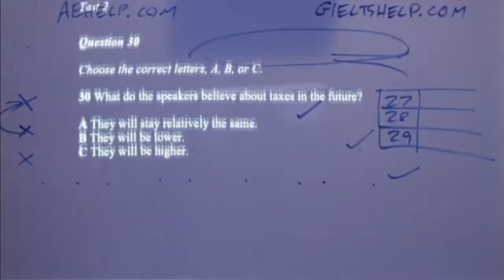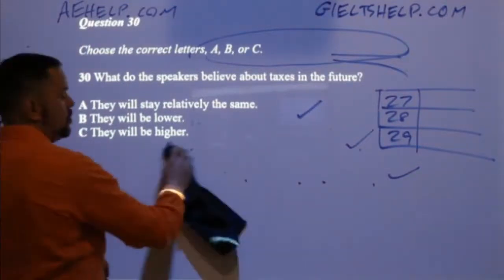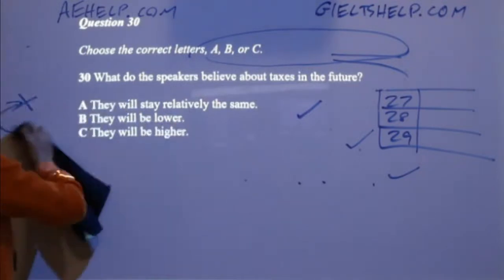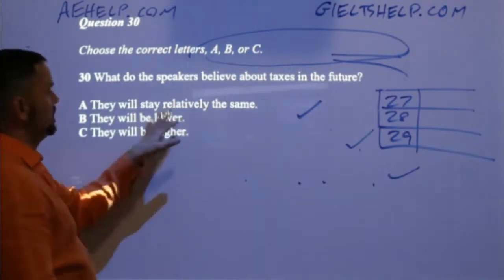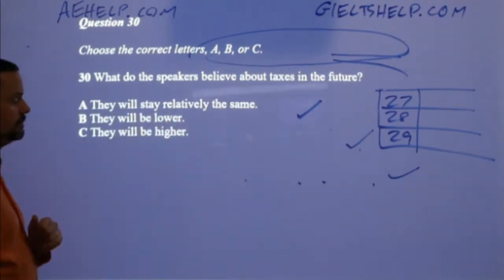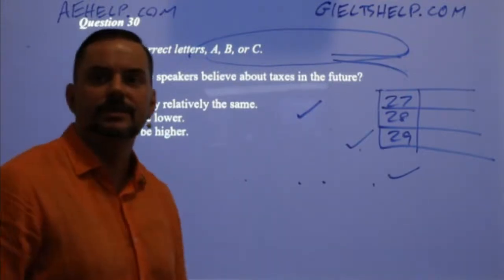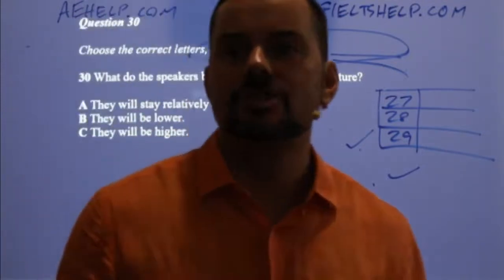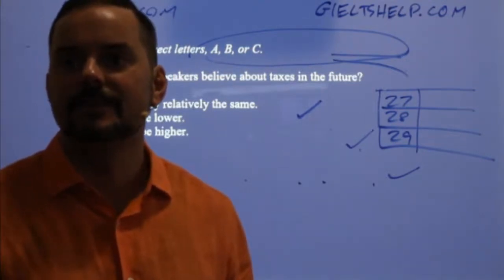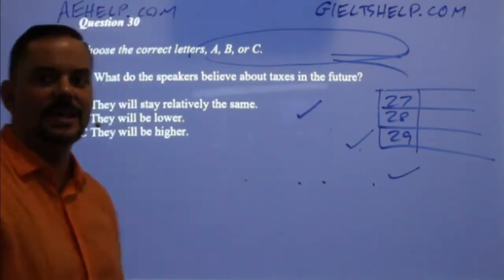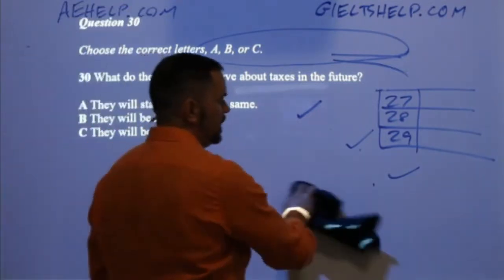All right. So one last question. Question 30. I think this one was a little bit of a simpler question after that more difficult 27, 28, and 29. What do the speakers believe about taxes in the future? They stay the same? They will be lower? They will be higher? A, B, or C? Navjeet, Warfin, Hikmatillo, Dry Prune, Sugandhika, Anil, Hikmatillo, Nishta, they're all saying C. Carolina says C. Yeah, that was C. So they will be higher. Both speakers say, oh yeah, they're going to be higher.